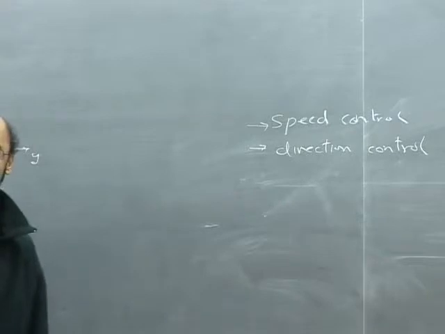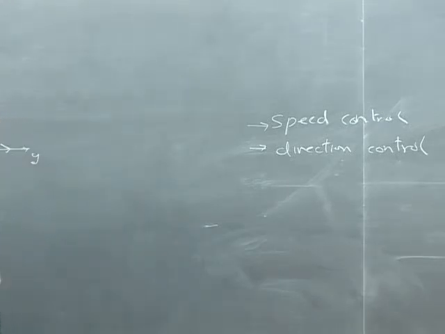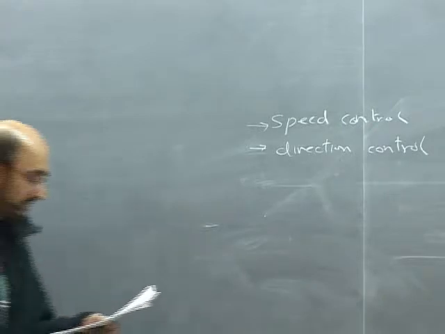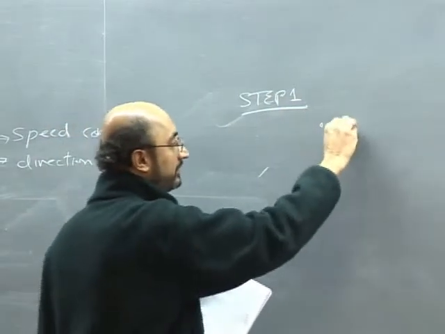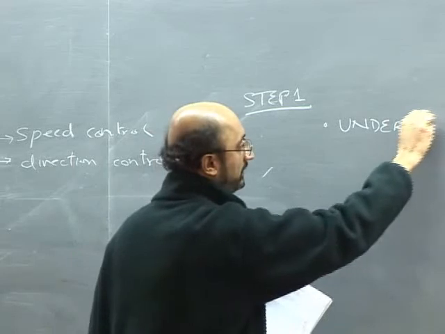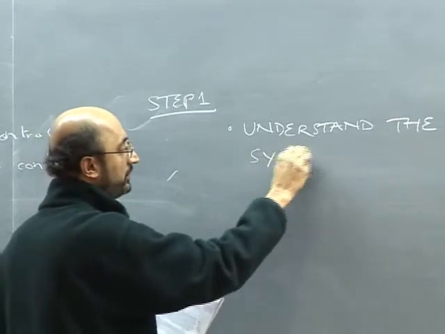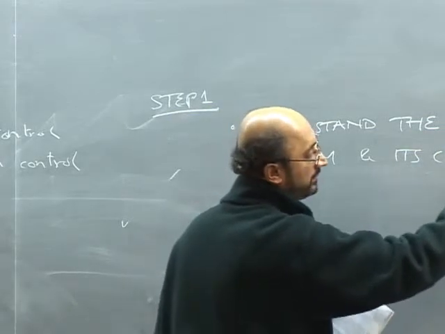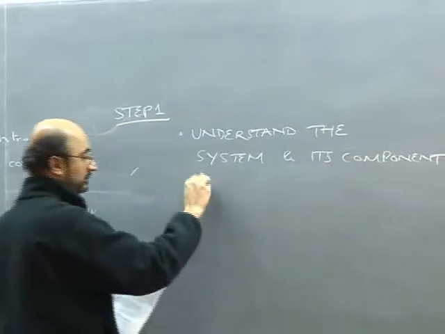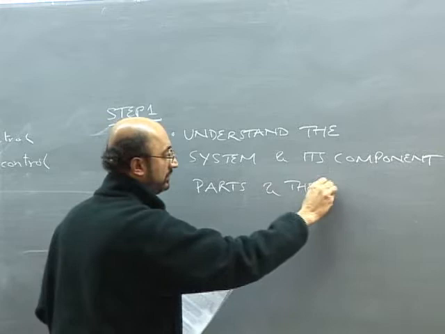And so with speed control, it's such a simple problem. We want to model it. Okay, suppose somebody says, model speed control for a car. So the first thing you have to do, step one, is basically understand the system, and more importantly, its component parts and their relationship.